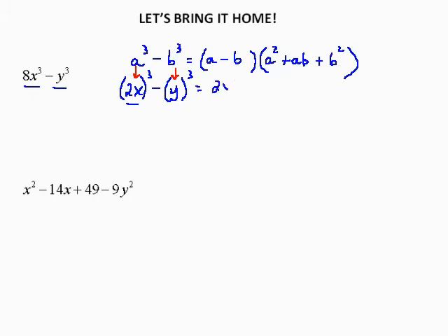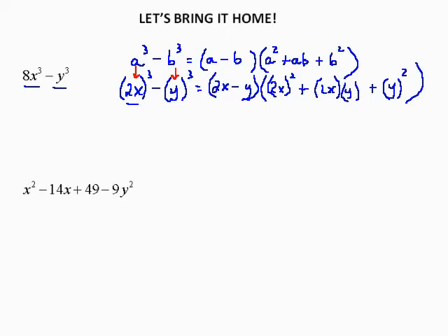So let's go down the line here. A, 2x minus b, y. Never mess with those signs in there. Parentheses here. A squared is 2x, and I'm showing my steps here, squared, plus A times B is 2x times y, plus B is y squared. So again, and I keep reiterating this, never, ever, ever, when you are factoring cubes, mess with these signs, or your grade will get messed with.